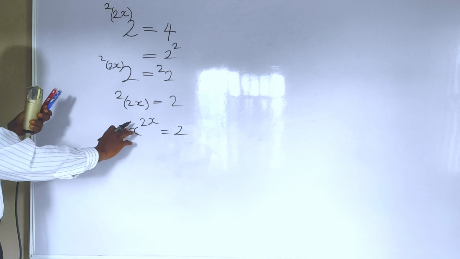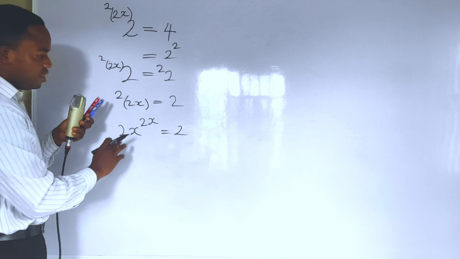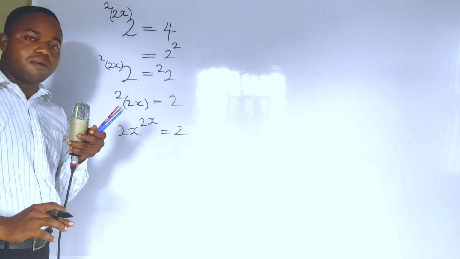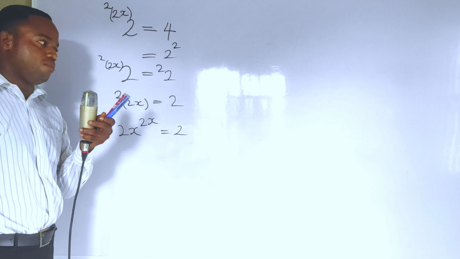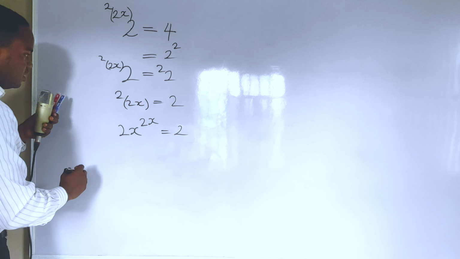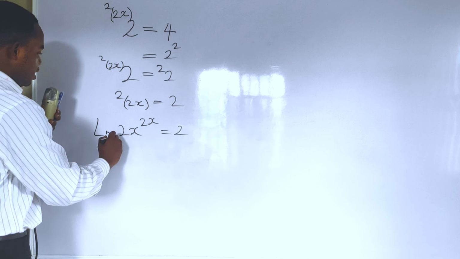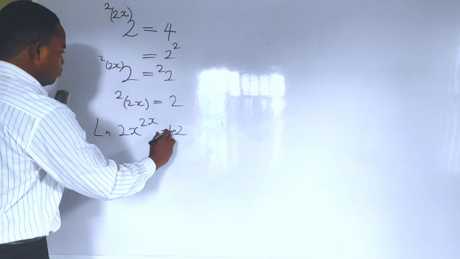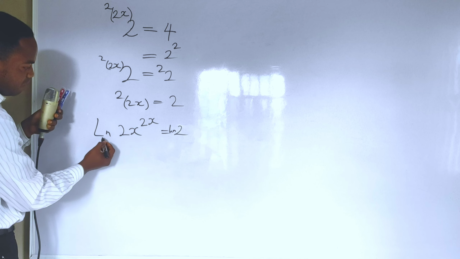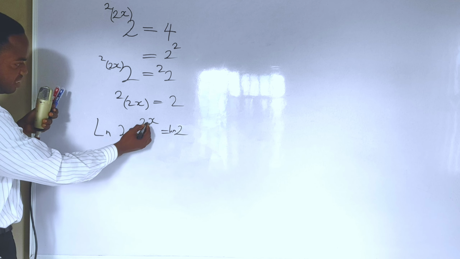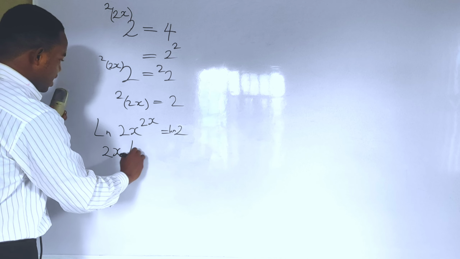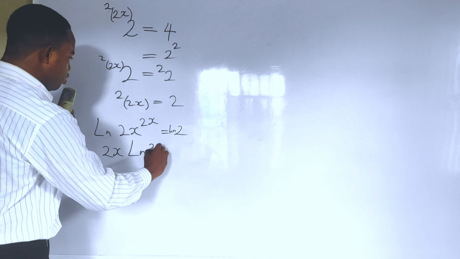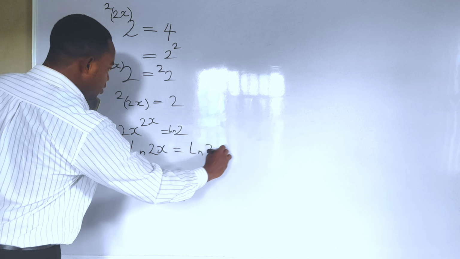Well, at this point, you will notice we need to make use of the property of the Lambert W function to solve the problem completely. But before that, it's reasonable to introduce natural log to both sides of the equation, so that we can make use of the property of natural log that allows us to bring this exponent down here. So we have 2x multiplied by the log of 2x, and it's equal to the natural log of 2.